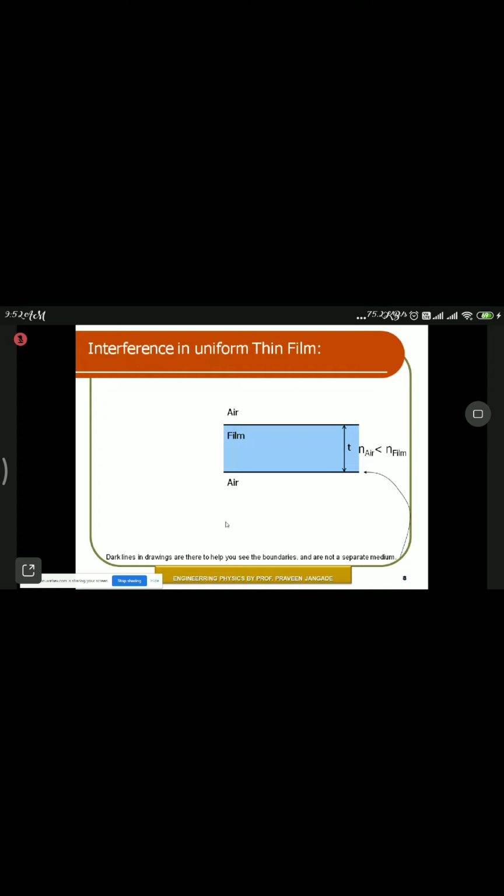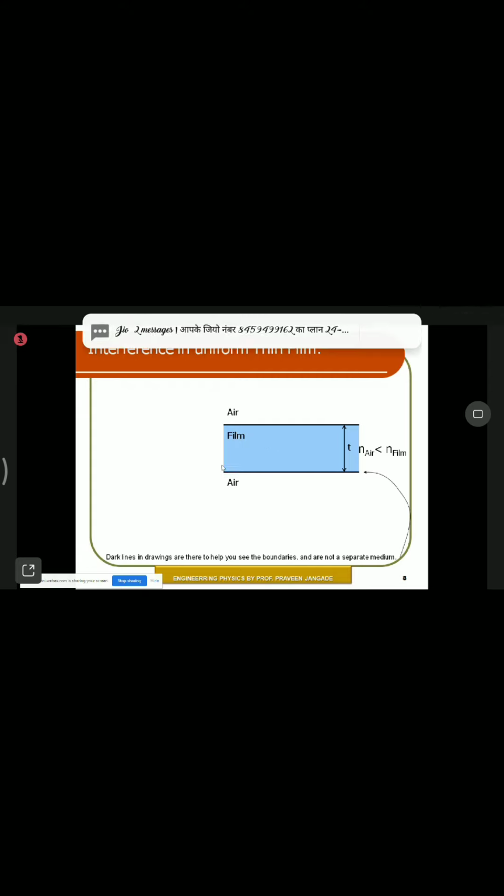This particular method is used in the expression of thin film, the uniform thin film. So what we did in the interference in uniform thin film, we considered a film whose thickness is T and having a refractive index, say mu. Based upon this, we have derived the expression.